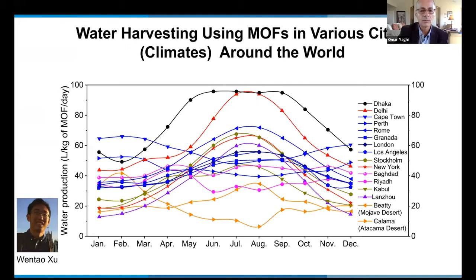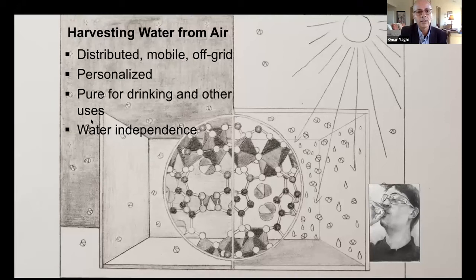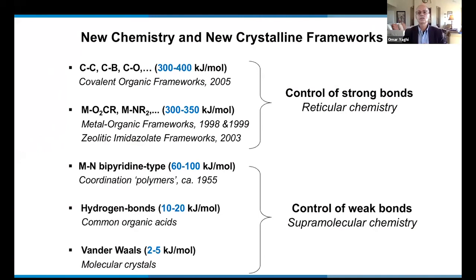So what we're looking at here is really a distribution of water supply to the world where you're in control of your water. It's personalized, it's pure, and perhaps we can achieve water independence and make water really a human right for every individual in the world to have and control. That's the vision. I think we're very close here to realizing a working device that could be commercialized. And it's really the result of controlling the strong bond and reticular chemistry, making MOFs, COFs, and other materials, and opening really a very wide space for the design of tailor-made materials.